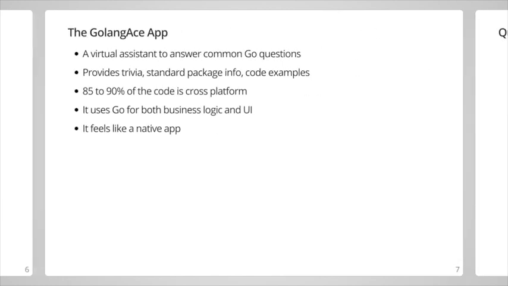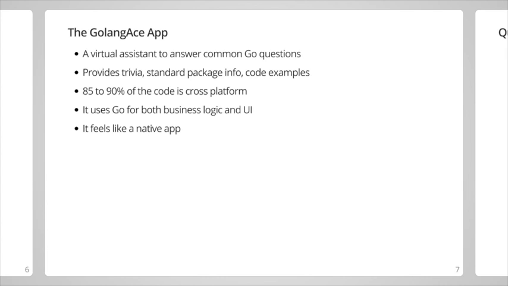So talking a little bit about the design of this app, this is called the GolangAce App, and it's basically a virtual assistant, just a very simple chat bot that answers common Go questions. It provides answers in the form of trivia. It provides standard package info and also code examples. And again, 85 to 90% of this app is cross-platform because it's written in Go. It's using Go for both business logic and the UI.